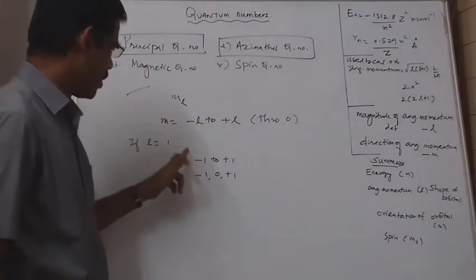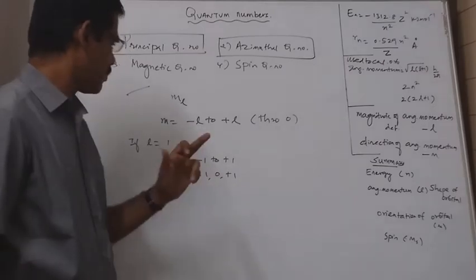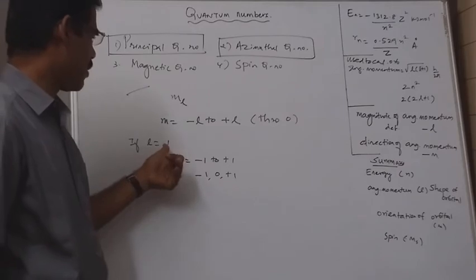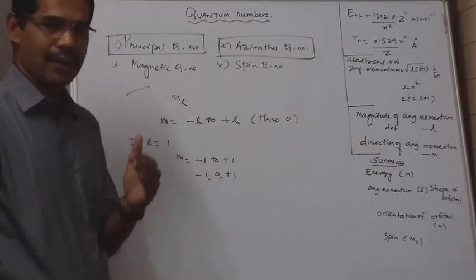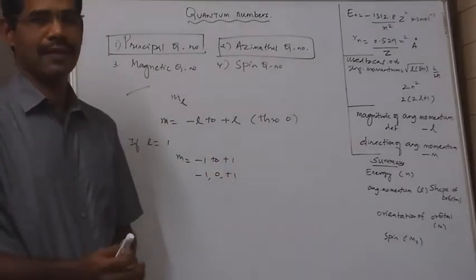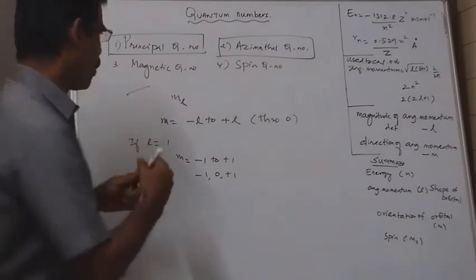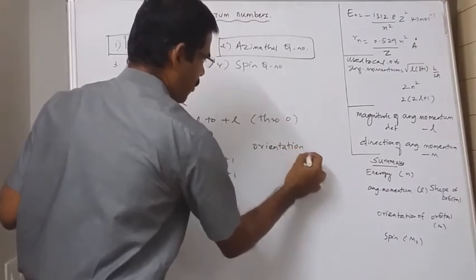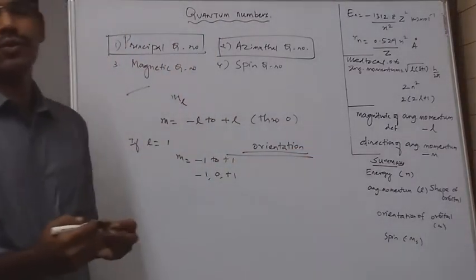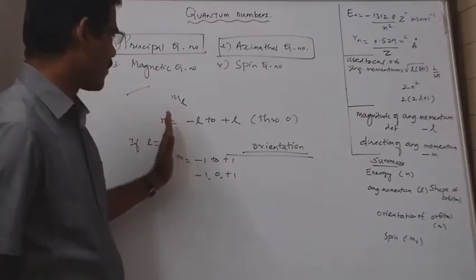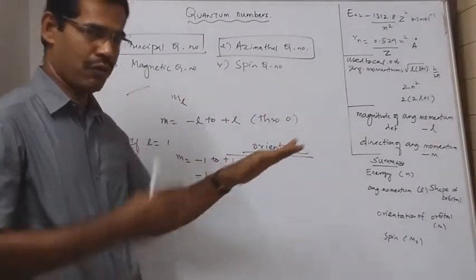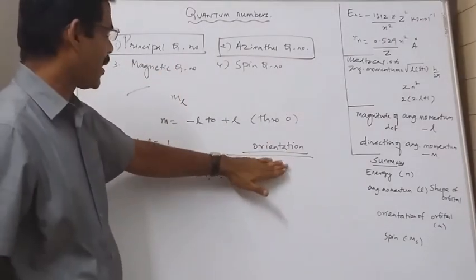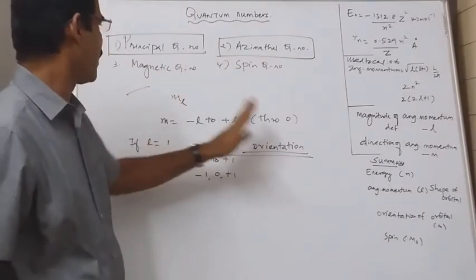What does each value of m correspond to? Each value of m for a given value of l represents the orientation of the orbital in space. So it talks about the orientation. That is the important keyword you have to remember. Whenever we talk about the magnetic quantum number, the word orientation is so significant, that it tells us the orientation of the orbital, in which direction that particular orbital is oriented. So that will be given by this magnetic quantum number. This is the main information given by the magnetic quantum number.